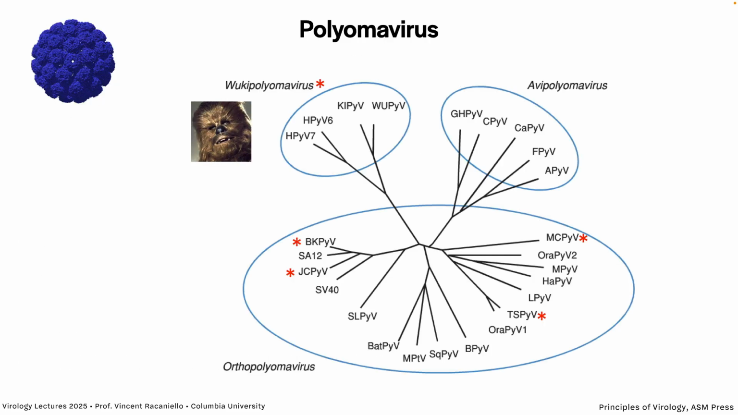Okay, polyomaviruses. Remember SV40? We talked about quite a bit. We're going to come back to it, actually, next week. The polyomavirus family is big. There's Wookiee polyomaviruses, there's AV polyomaviruses, and there's ortho. And the ones with the red asterisk infect people. And so here in the Wookiee polyomaviruses, all of them infect people.